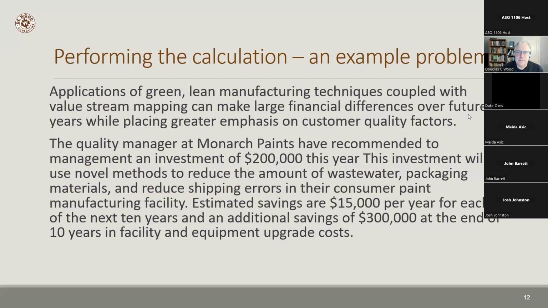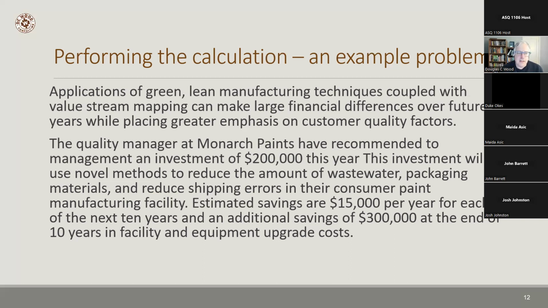So here's an example, okay? What we're going to do here is take a look at an application of a green manufacturing technique. Oh, it's also lean, by the way. And if we couple that to value stream mapping techniques, you know what value stream mapping is? It's one of those lean techniques. And by investing in this, we can make large financial differences over future years. And we're also putting greater emphasis on customer quality factors.